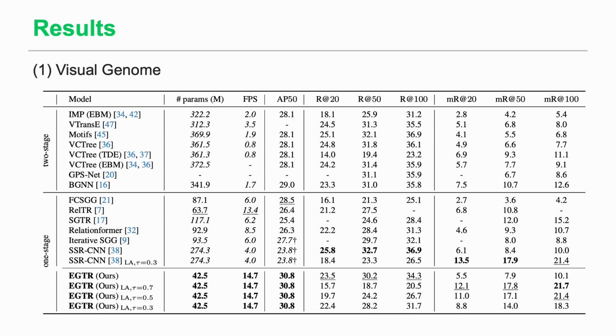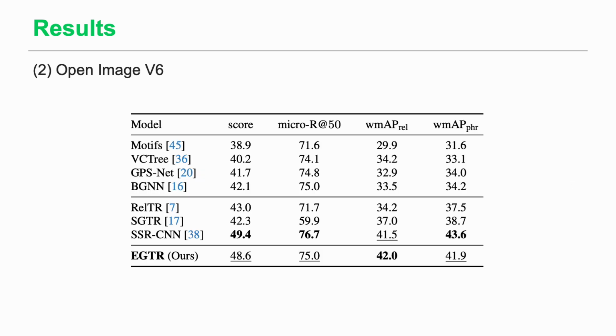In experiments on the Visual Genome dataset, EGTR showed the highest object detection performance and comparable triplet detection performance with the smallest number of parameters and the fastest inference speed. The experiments conducted on the OpenImage v6 dataset also demonstrate competitive performance, underscoring the effectiveness and robustness of our method across different datasets.